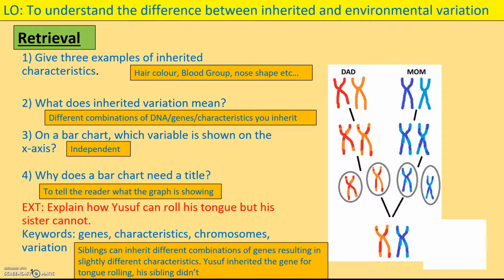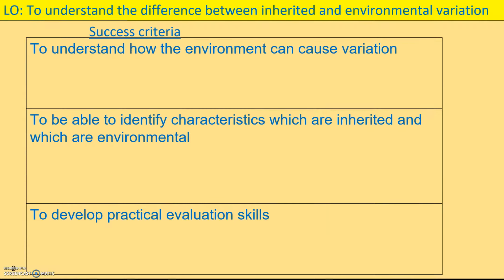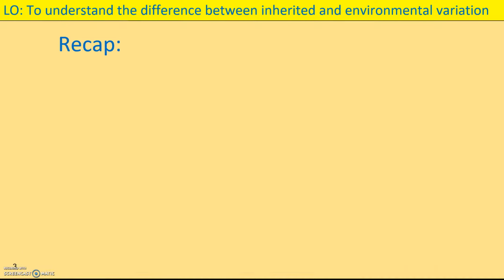Siblings can inherit different combinations of genes, resulting in slightly different characteristics. Yusuf inherited the gene for rolling tongue. Our success criteria is to understand how the environment can cause variation, to be able to identify characteristics which are inherited and which are environmental, and to develop practical evaluation skills.